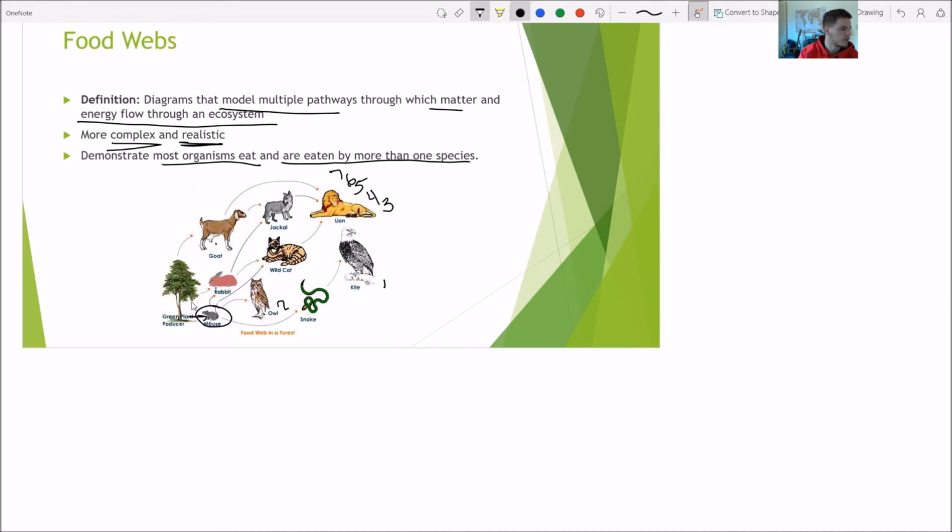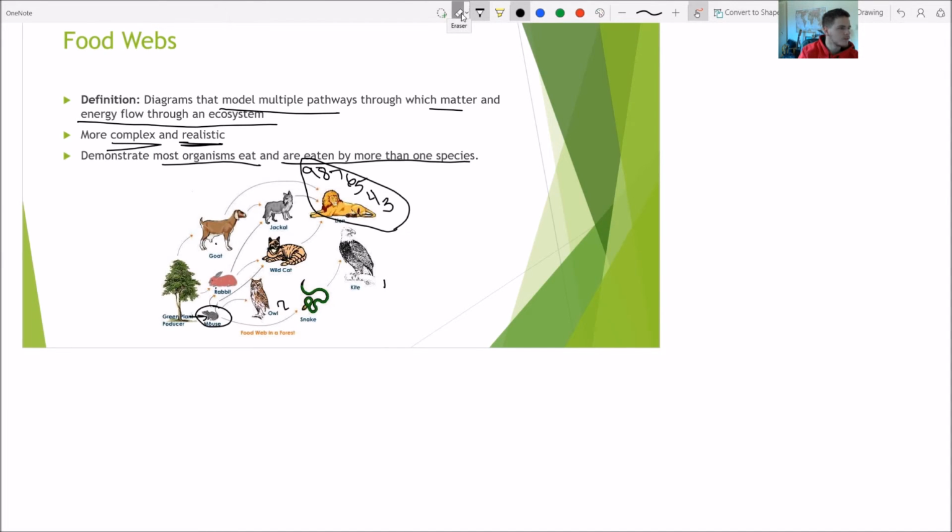Let's jump to the goat. The goat can be eaten by the jackal, which is then eaten by the lion. 8. And then the goat is eaten directly by the lion. That's 9. So there's 9 food chains just on here. And you notice, almost all of them are going to this lion at the top. That's going to be our top predator.